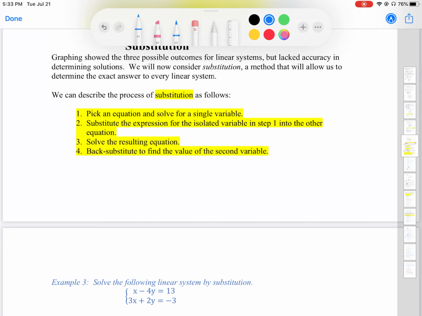So for substitution, we can describe the process as follows. First, we want to pick an equation and solve for one variable. So that means get x or y by itself. Isolate it. 2. Substitute the expression for the isolated variable in step 1 into the other equation. So you have one that's equal to one letter. Plug it into the other equation. 3. Solve it. 4. Substitute back into the equation to find the second variable.